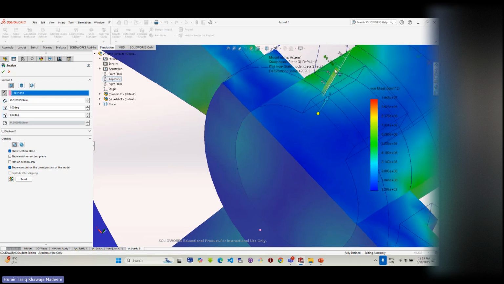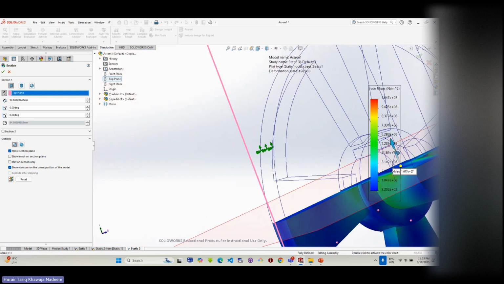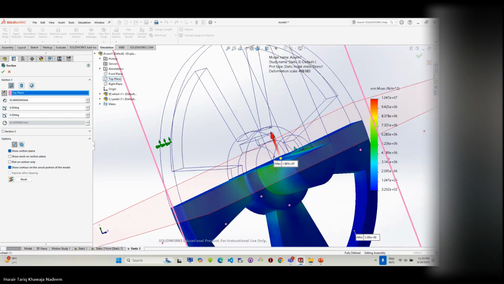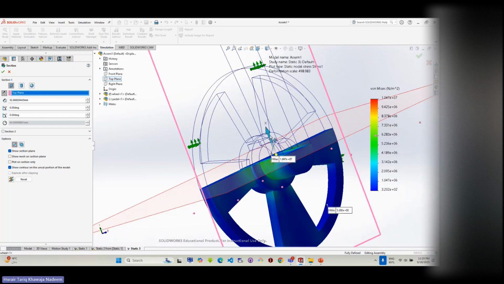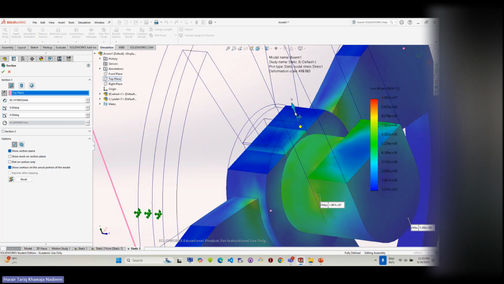Let's see this keyway. When we come to this keyway, there is nothing over here. No stresses, almost the same color, blue and green. Why? Because it's bonded, so it's like the same material. It's glued. That's why you do not have any stress over here.